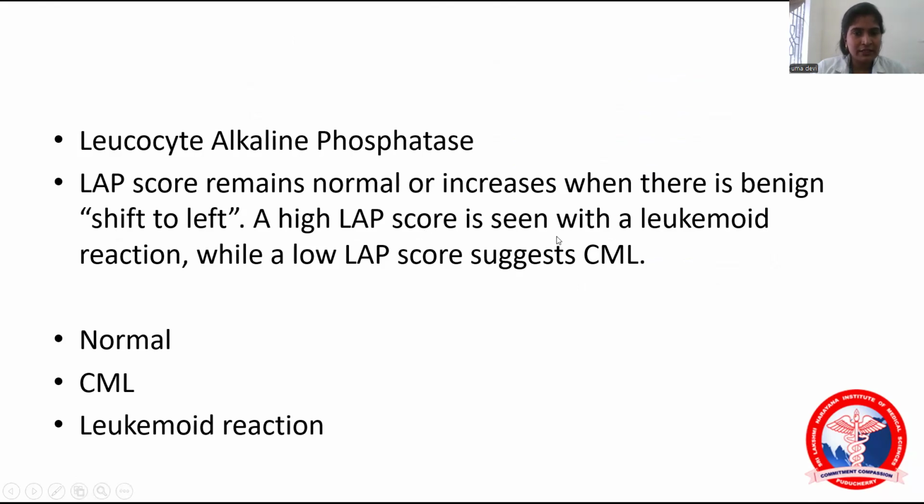A high NAP score is seen in leukemoid reaction because there is a shift to left. Did I confuse it? Yes, shift to left is maturation, right? So a low NAP score is seen in CML. Please remember, shift to left is the more mature series, shift to right is the immature series. So normal count, normal NAP score; in CML it is very low; in leukemoid reaction it is definitely very, very high. So that's how we remember leukemia and leukemoid reaction.